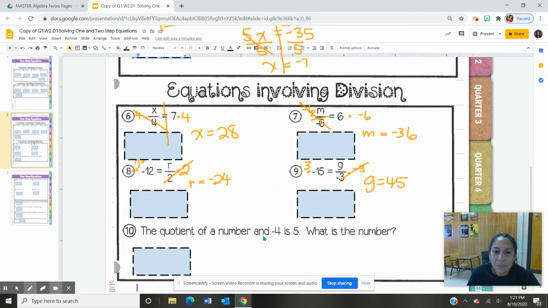The quotient of a number and -4 is 5. So quotient, that word means to divide. So if I divide a number, so here's my number, if I divide it by -4, is means equals 5. So it equals 5. So the opposite of dividing by -4, again, multiply. So multiply the other side by -4. These two cancel out. So your x is equal to -20.